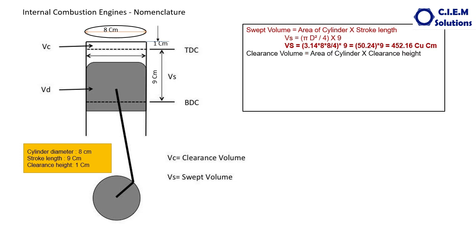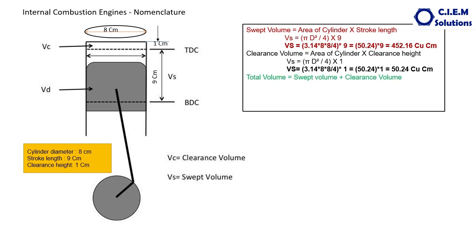Then comes the clearance volume, this top one. Same formula again. This is Vc, read it as Vc, not Vs. Okay. Pi d square by 4 into 1, because 1 is the height here. So pi is standard 3.14, diameter remains the same, and only the height changes. So when it comes to this one, it comes to 50.24 cubic centimeters. Swept volume is 452 and clearance volume is 50.24.